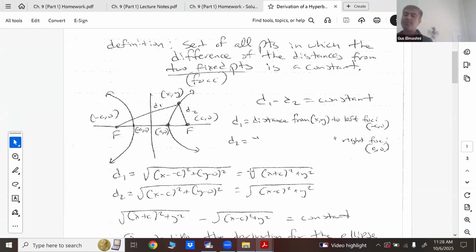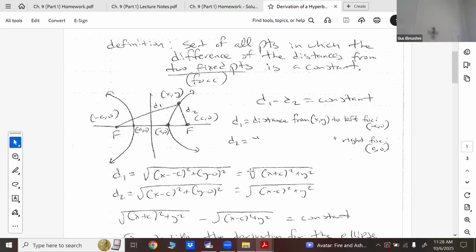So remember what an ellipse was? It was a set of all points in which the sum of the distances from 2 fixed points is a constant. So remember we had an oval, and I took a random point on the oval, and I had these 2 fixed points and these 2 segments, and the 2 segments add up to the same number. In this case, the difference, when you subtract these 2 segments, will always be the same number. So it's just the opposite. Instead of adding these 2, you subtract these 2. So d1 minus d2 is a constant. That's what's going to happen.